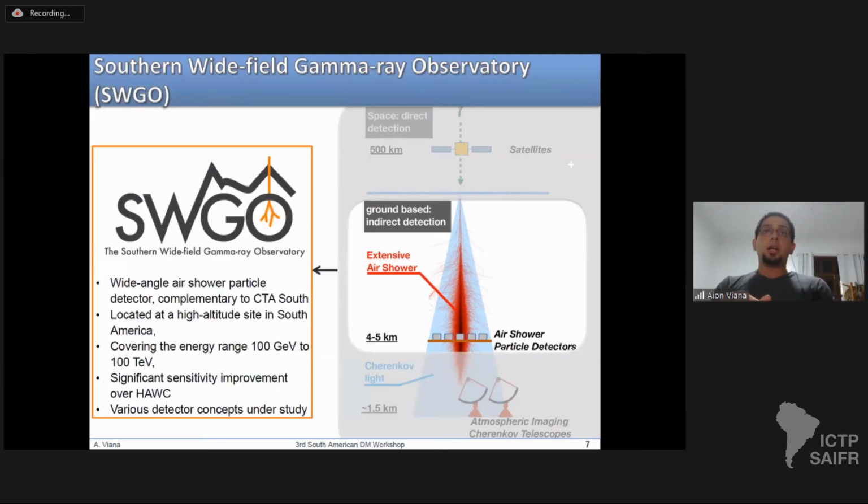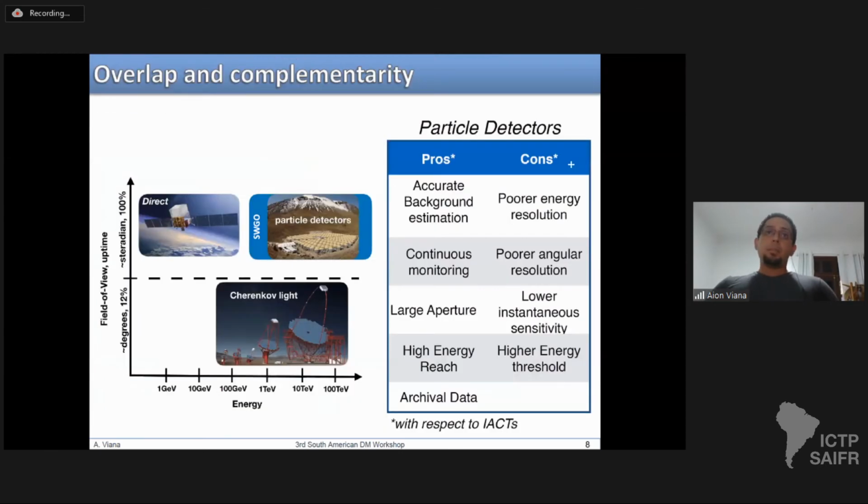So what we are now proposing is actually to build a new wide-angle air shower particle detector in the southern hemisphere, complementary to CTA South. So it will be located at very high altitude in South America, and it will cover a very high energy range from a few hundred GeV to hundreds of TeV. And the idea is to have a significant improvement over HAWC. And there are various detector concepts currently under study.